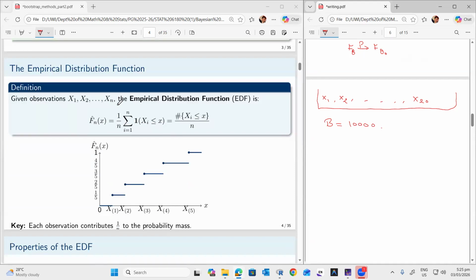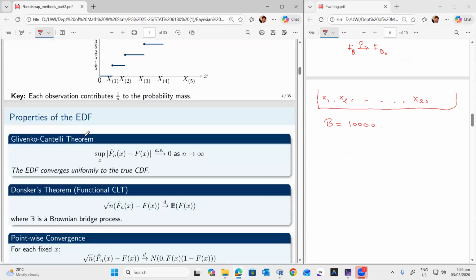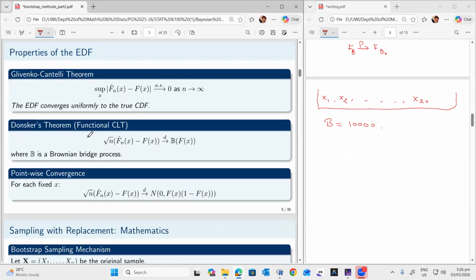The empirical CDF that I already discussed with all of you, for given observations x1, x2, up to xn, is F cap n of x equals 1 upon n summation of I of xi less than or equal to x, where I is the indicator function that we discussed in the previous lecture. I showed you this graph also in the previous lecture when we were discussing the bootstrap. The properties of the bootstrap we have already discussed.